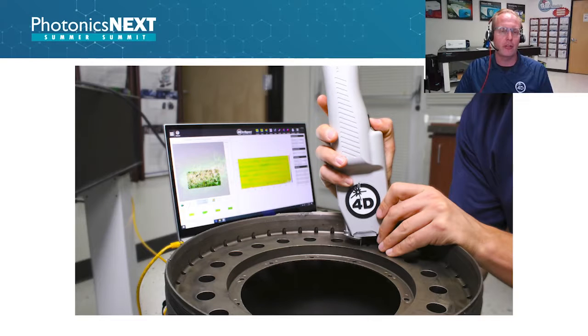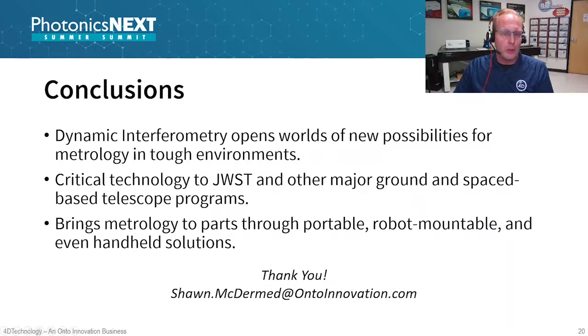So again, the dynamic interferometry really opens up different options to being able to bring metrology out into tougher environments where you couldn't really measure directly before. So in conclusion, I just really want to reiterate that dynamic interferometry and the interferometers really open up a myriad of possibilities that were not really practical or possible before, in terms of being able to perform metrology in tougher environments or on tougher type optical setups or systems.